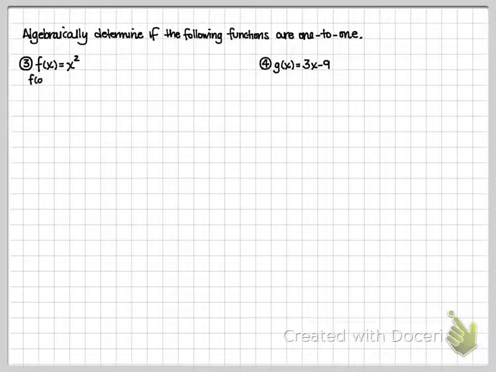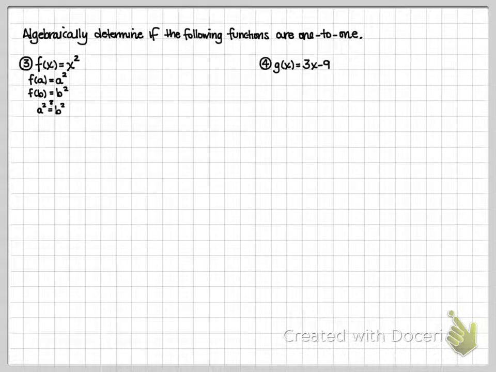So for f of a, I'm going to get a squared. For f of b, I'm going to get b squared. Alright, so now here's what we want to do. We want to determine if these two are actually going to be equal to each other. So I'm going to take my f of a, which is a squared, and I'm going to set it equal to my f of b, which is b squared. And I'm going to ask myself if that has to be true.